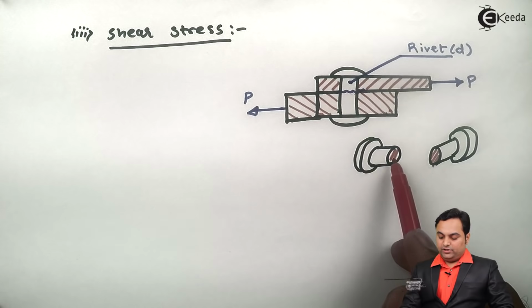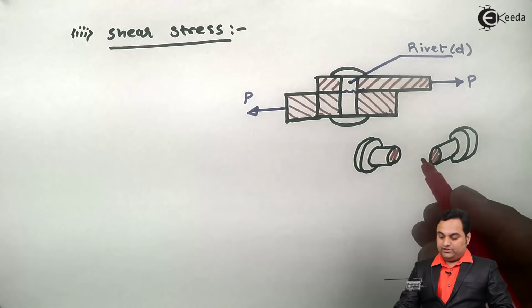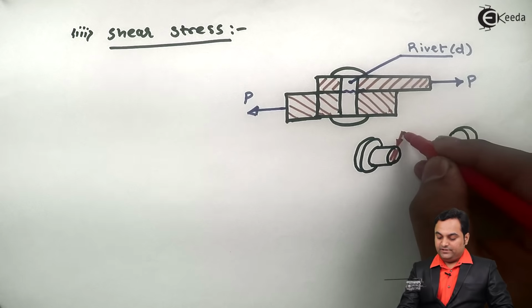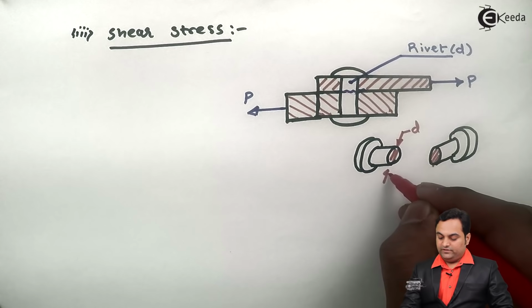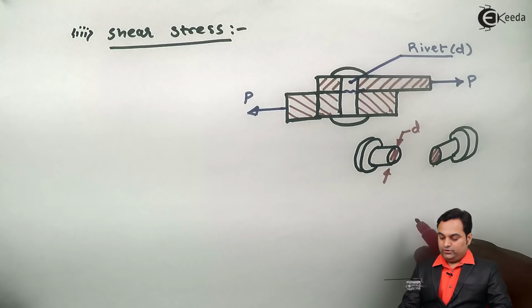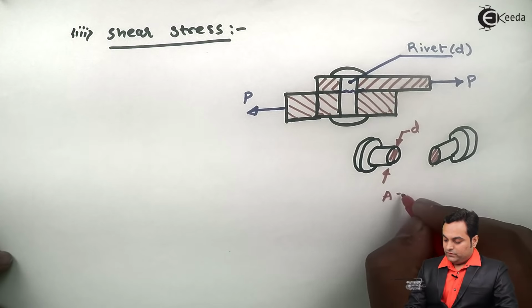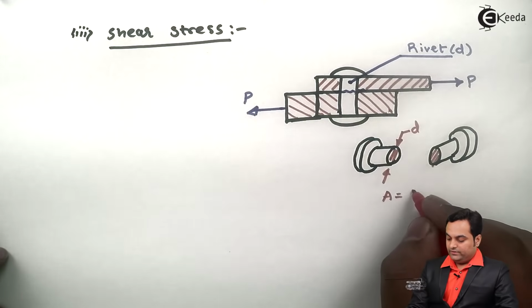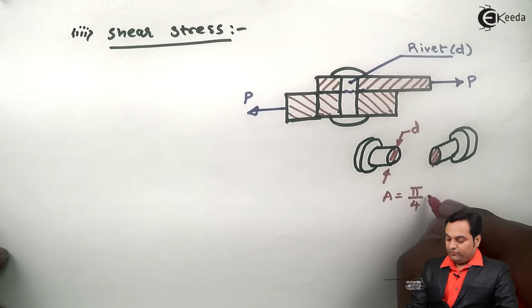Area is actually area of the circle, because here if I say that D is the diameter of the rivet, that is on both the sides. So here the area which is resisting this load, that is pi by 4 into D square.